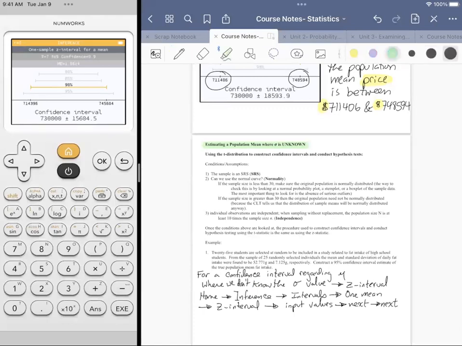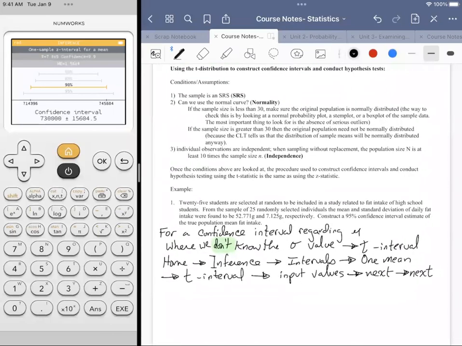where we don't know the sigma value, we use a t interval. Still Home, Inference, Intervals, One Mean, but we go for t interval as opposed to a z interval. But we do pretty much everything else the same way. Right? So same structure, very much the same in terms of the buttons you press. It's just we're using a slightly different function. Right?